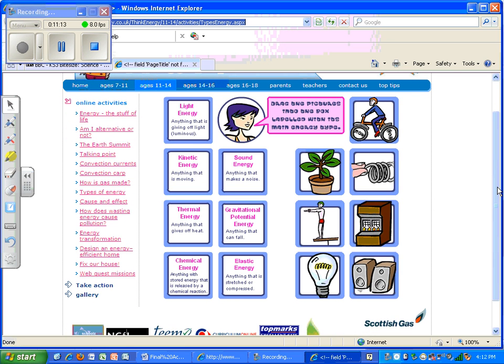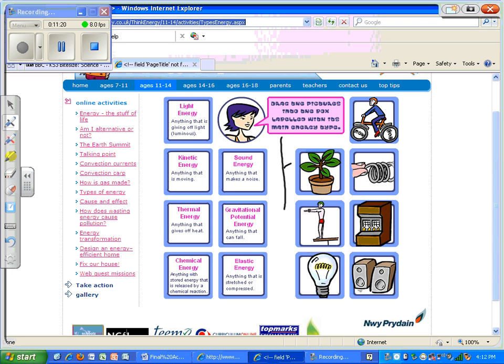So now you can see that we have to match these. On the right-hand side, we have bikers, a tree, a spring, and many other different things. What we have to do is match them up with the other side. In this case, it says light energy. Light energy is anything that is giving off light. So which of these would be giving off light?